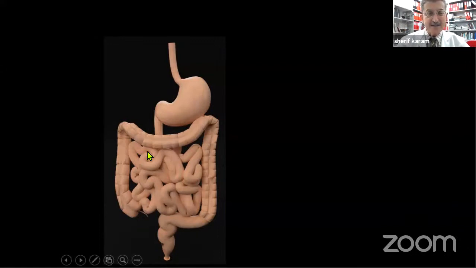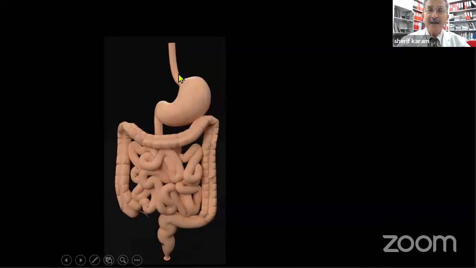Like for example, if you look at this, a highly coiled small intestine. If you stretch it, it's about 6 or 7 meters long. And if you cut open and stretch all the villi and the crypts, and then you stretch all the microvilli on the surface of the epithelial cells, you get a huge surface area, which is enough to cover a tennis court. So it's really huge, and this is of course to ensure proper absorption and function for the small intestine.